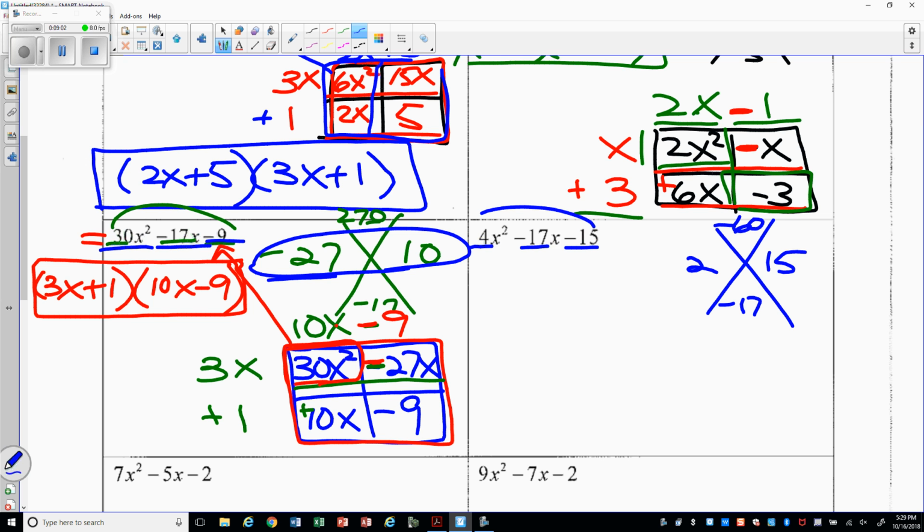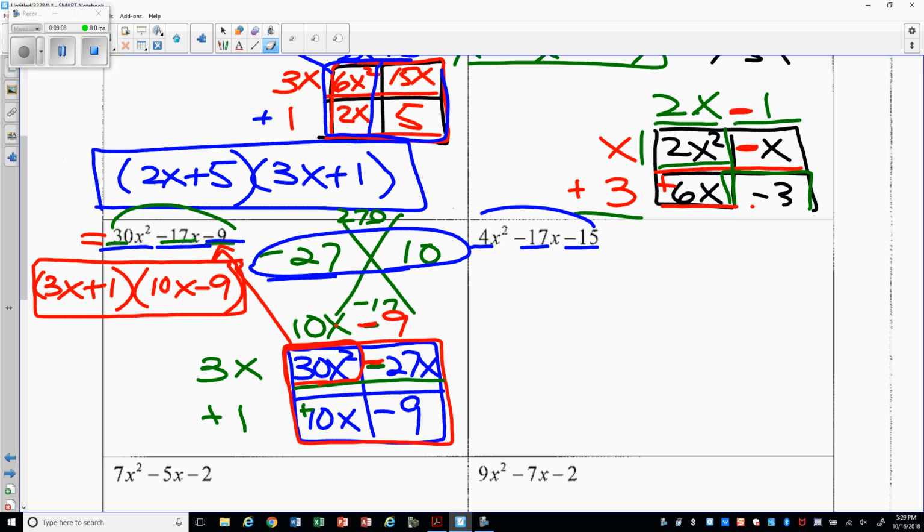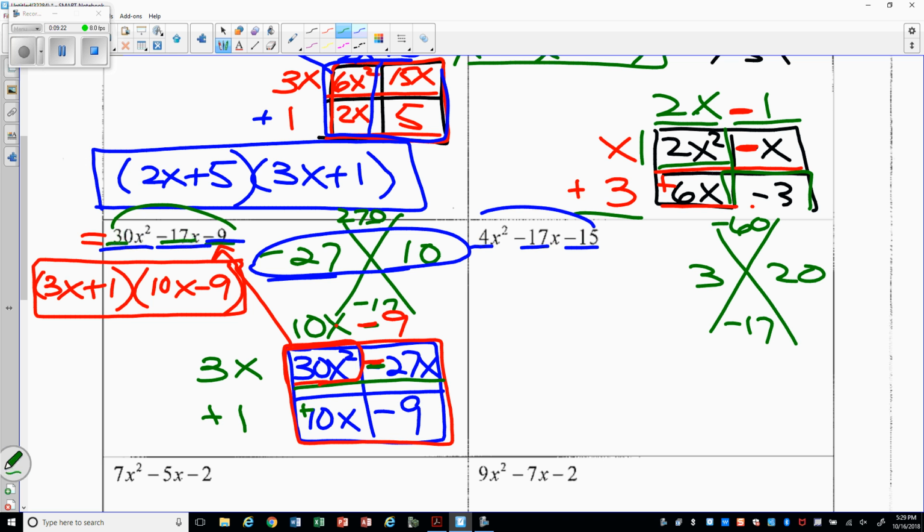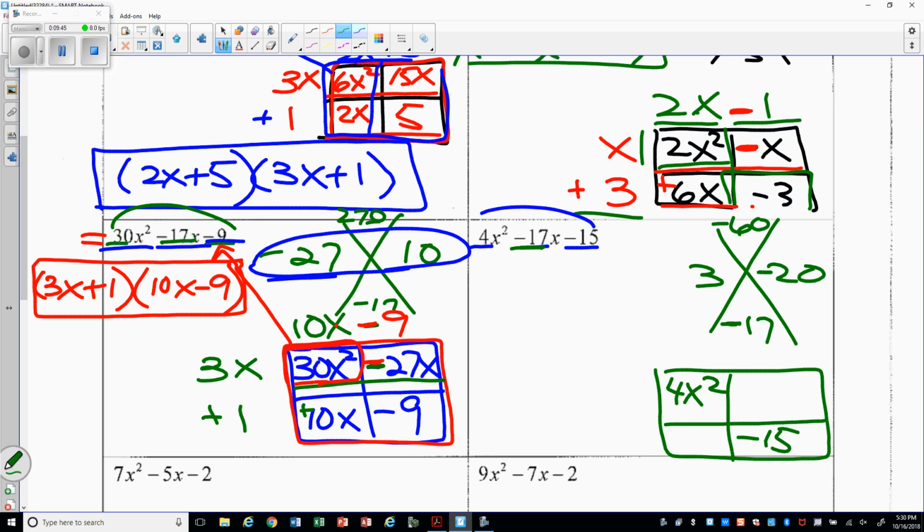Oh no, that's not 16, or 17. Negative 60 and negative 17. How about 3 and 20? 3 times 20 is 60. And then 3 minus 20 is negative 17, right? Okay, so now I've got to do the box so that I have these actual terms that I'm looking for down here. So I've got 4x squared and negative 15. And then to get my middle term, that's these guys. So I have 3x minus 20x.